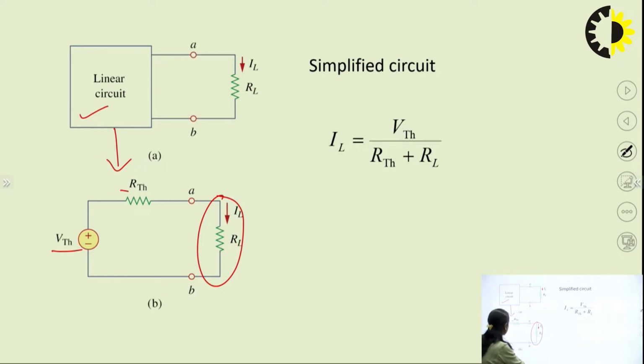Now you can see that this is a simple circuit. By writing the loop equation, you can write IL is equal to VTH divided by RTH plus RL. So this is RTH and this is RL. RTH we have already found, the RL value will be given, VTH you have also found. So you can find the value of IL.